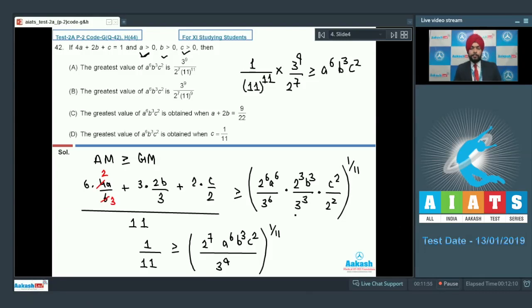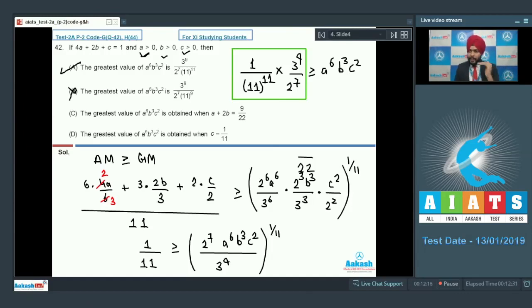So students, this is the maximum value of the required expression a^6 b^3 c^2. So let us see which of the options is correct. 3^9 upon 11^11 times 2^7. So option A is correct and B is wrong.